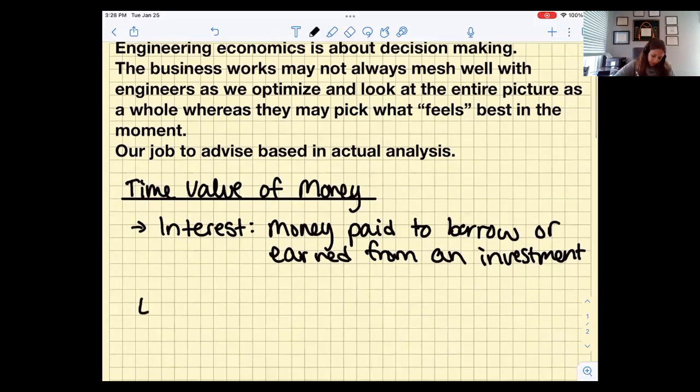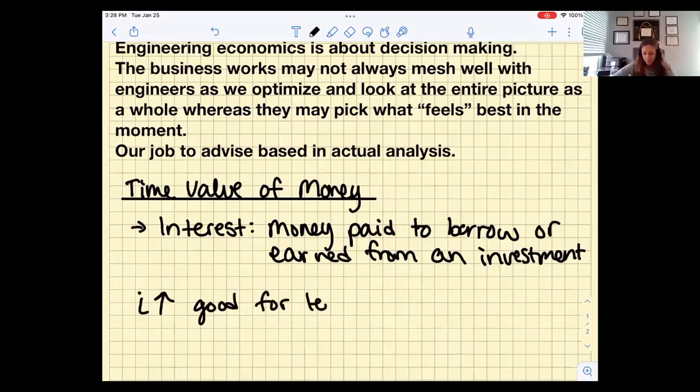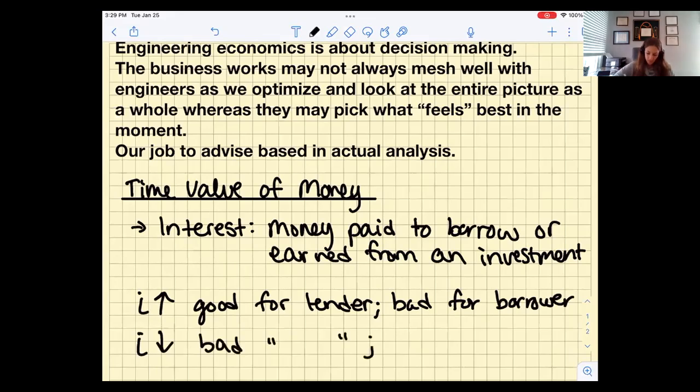Okay, so if interest is high, who is that good for? The lender. Very good. Good for the lender, but bad for the borrower. And vice versa, if interest is low, then that is bad for the lender and good for the borrower.